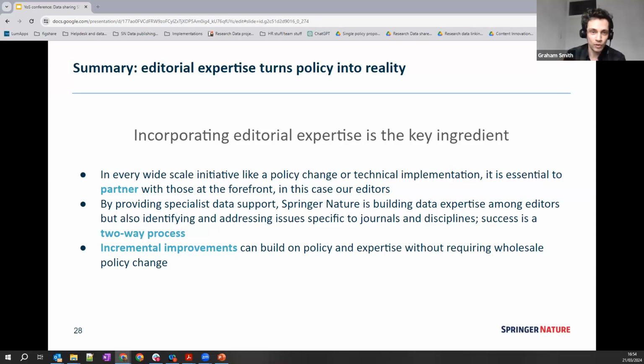So the issues which are being brought to our specialist data team by editors, we will tend to incorporate those and use them as examples of particular problems to be working on. Also, the fact that we can work incrementally without having to change the policy every time. So if we start pushing back on a particular statement type, if we start employing a particular check in a certain place, these incremental improvements based on our learnings are really valuable.